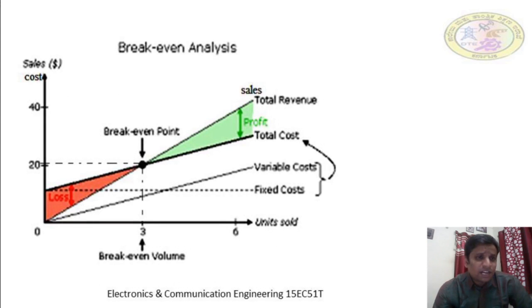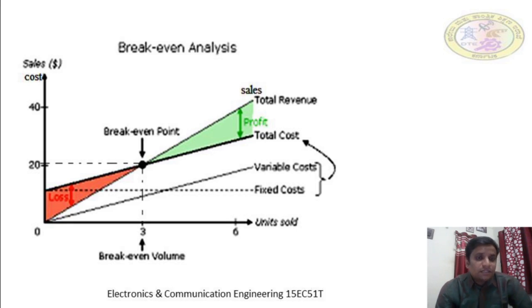So this particular graph shows the break even point. At the break even point, they have shown a down arrow. At that point there is no loss as well as no profit. The straight line shows the fixed cost. The dotted line shows the fixed cost.